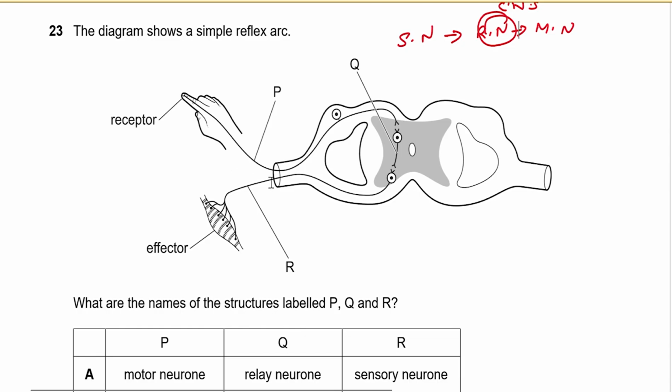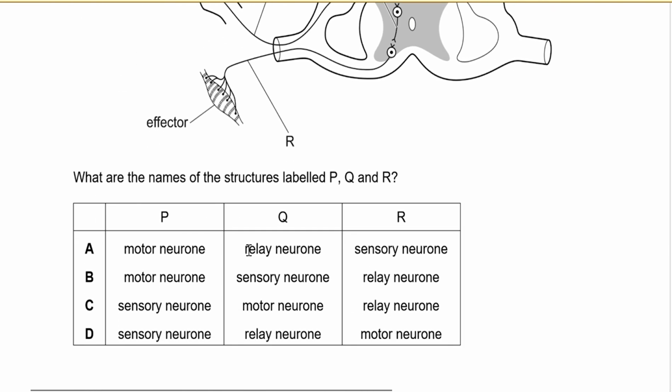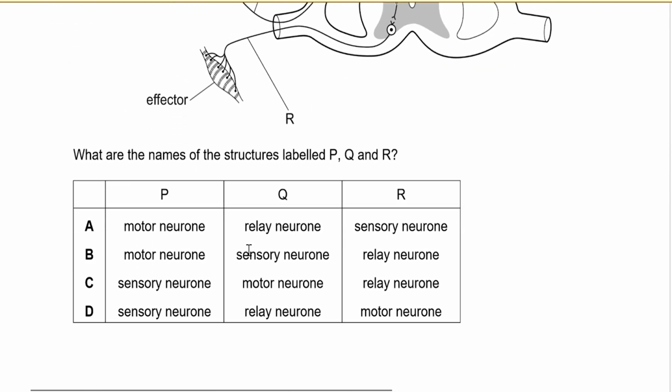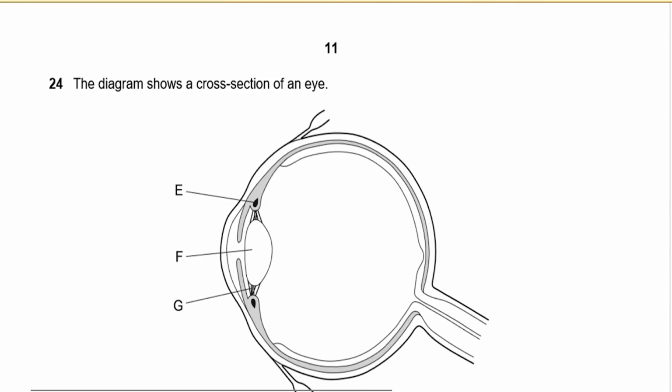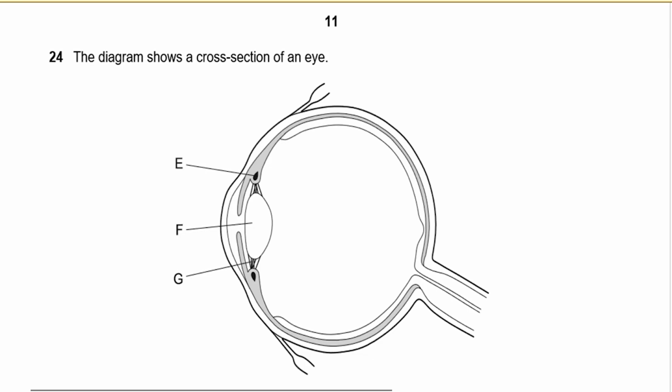P is connected to the receptor over here, so this is going to be the sensor neuron. Here in the spinal cord, we will find a lot of relay neurons, so Q should be relay neuron. Relay neuron is connecting the sensor neuron to the motor neuron, so the other part, which is R, should be motor neuron. And that is choice D: sensor neuron, relay neuron, motor neuron. So D.